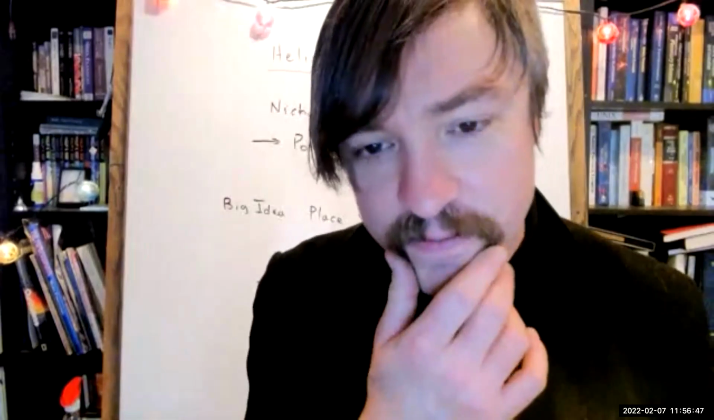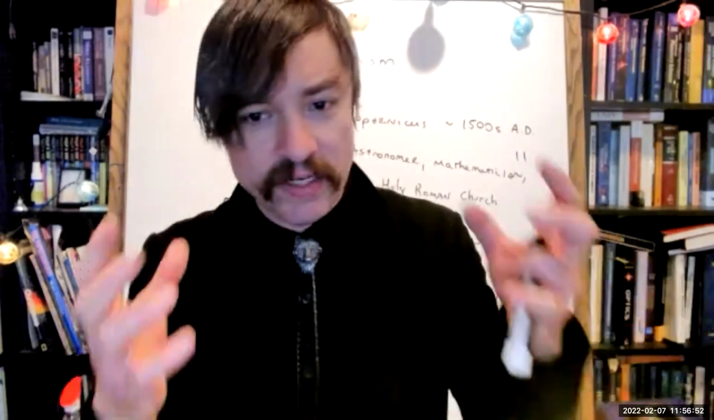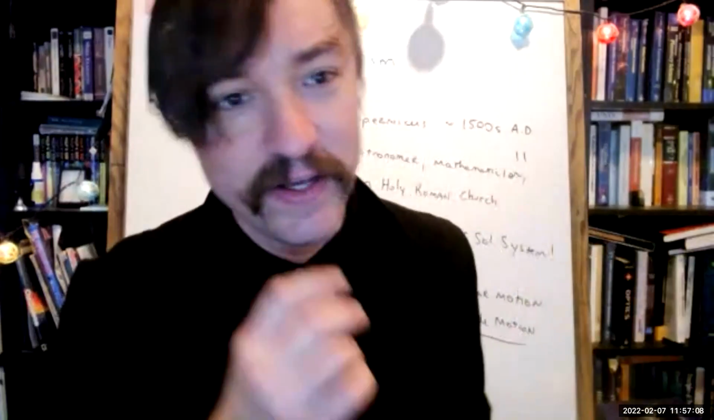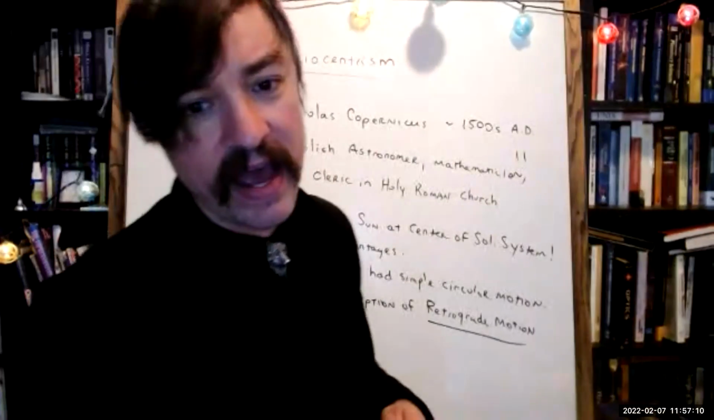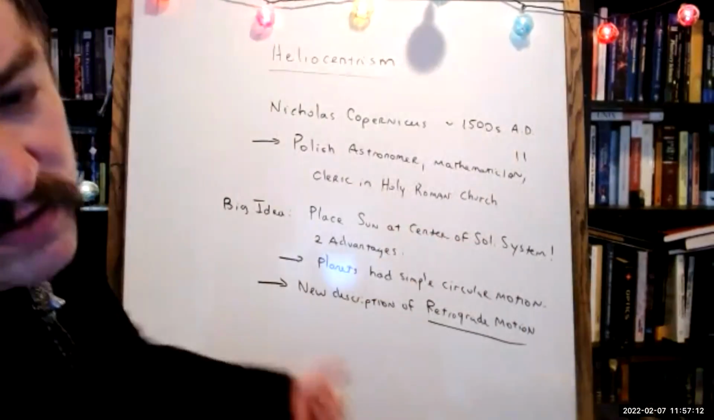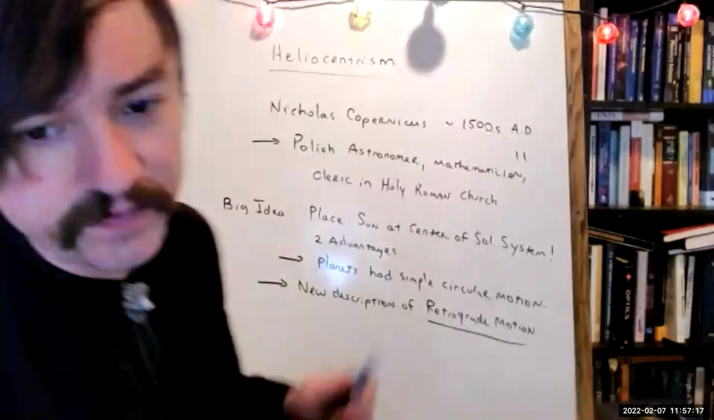This description of retrograde motion was nice because it follows a principle in philosophy called Occam's razor. When two competing explanations of an observation are given, and both of them equally describe the observations, the explanation that is the simpler one is to be preferred. And Copernicus's description of retrograde motion was simpler because it involved fewer epicycles.